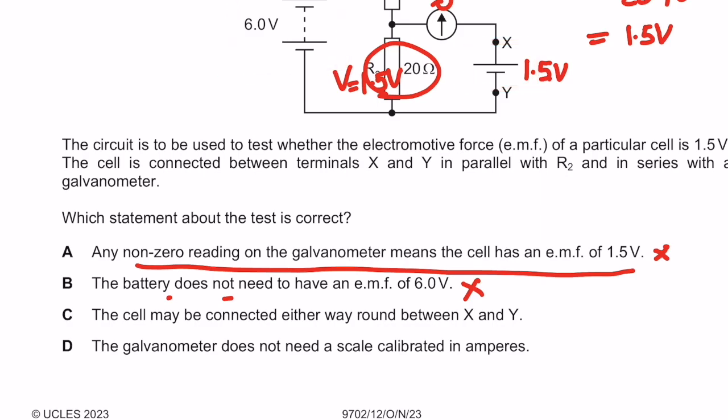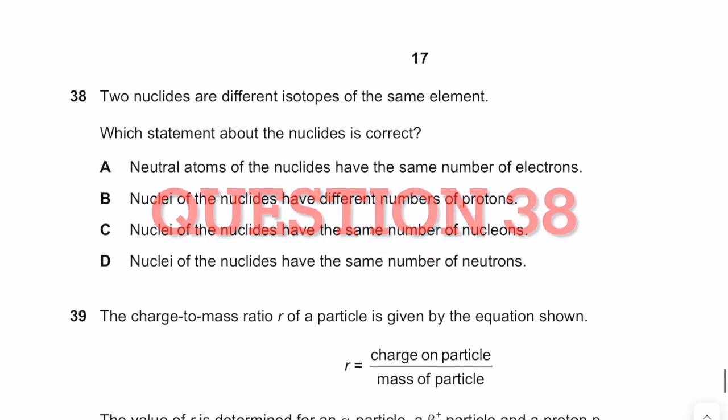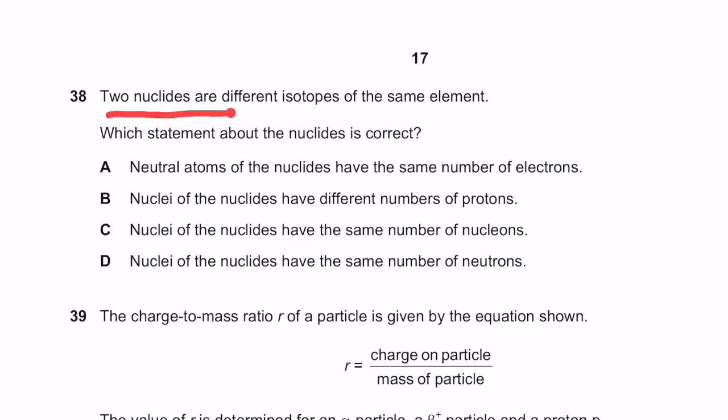The galvanometer does not need the scale calibrated in amperes. What we need to see in the galvanometer is whether it shows 0 reading, positive reading, or negative reading. We don't care how much the reading is. So calibration is not important. Answer should be D.